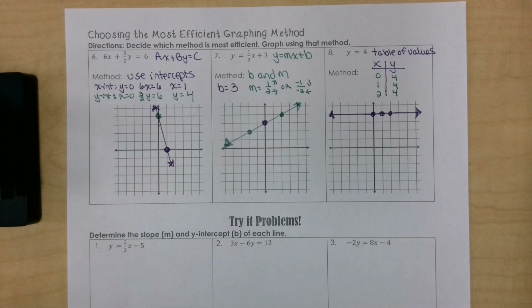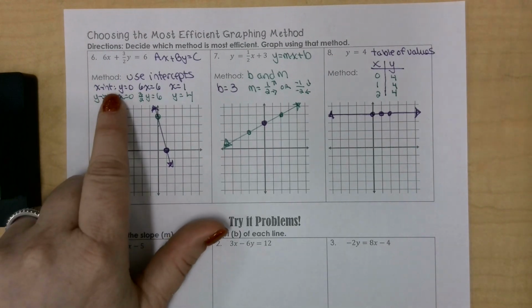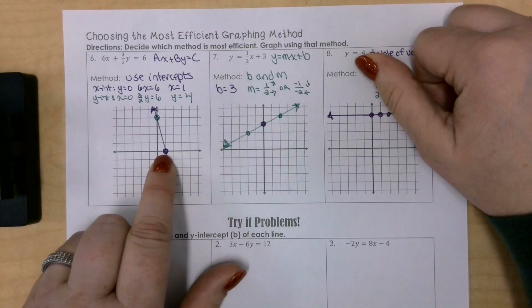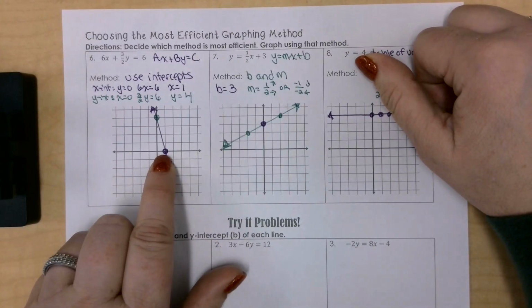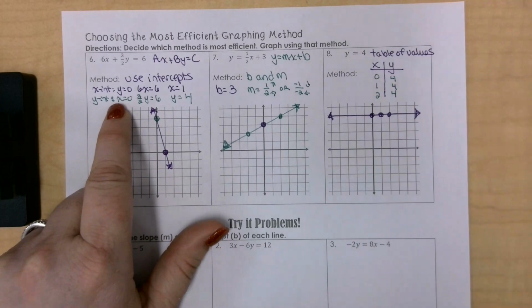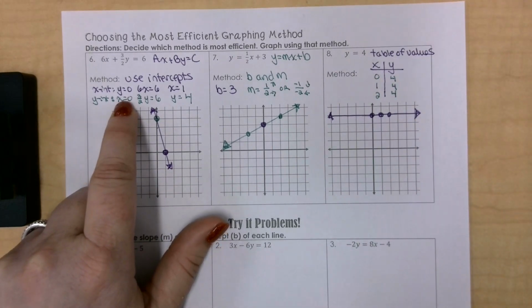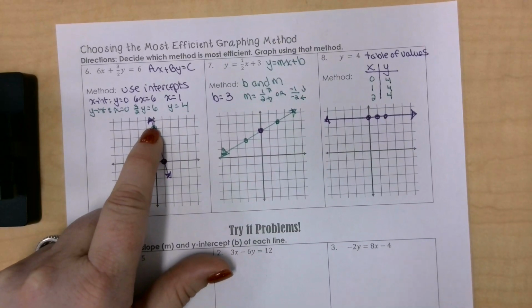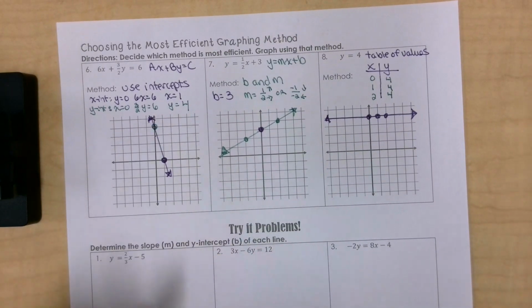Alrighty, hopefully your lines look a lot like this. I found the x-intercept, which is the value of x when y equals 0. I got x equals 1. Where does it cross the x-axis? At x equals 1. The y-intercept, or the value of y when x equals 0, it looks like I got y equals 4. So this is where it crosses the y-axis.